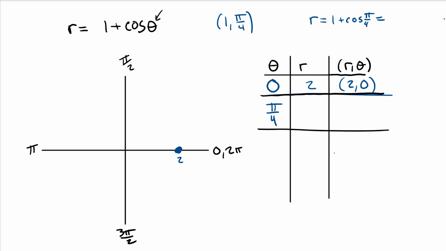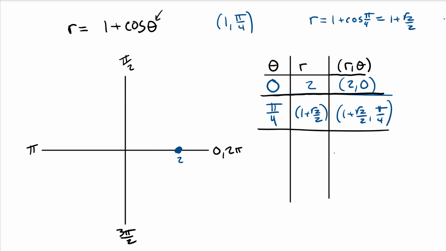Well, that's 1 plus root 2 over 2. What the heck is that? I don't know, man. I know it's bigger than 1, but I know it's smaller than 2. Root 2 over 2 is about 0.7. What a crappy number. 1 plus root 2 over 2, comma pi over 4.